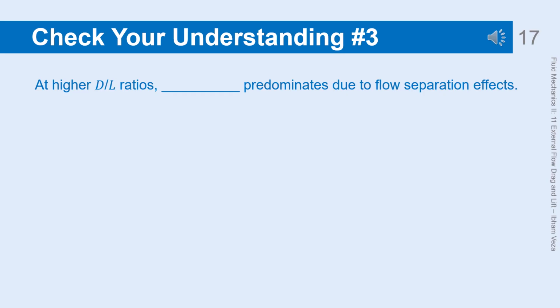Check your understanding. Number 3. This question reinforces that at high d over L ratios, pressure drag becomes the dominant mechanism. This happens because thicker shapes trigger earlier flow separation. The separation enlarges the wake and increases the pressure difference. As a result, the contribution of pressure drag becomes much larger than friction drag. This concept is very important in aerodynamic shape design.